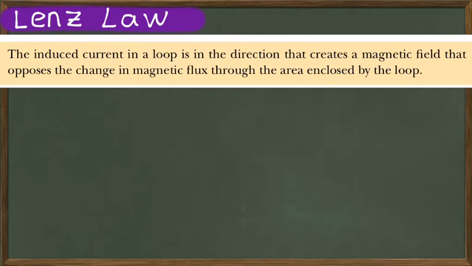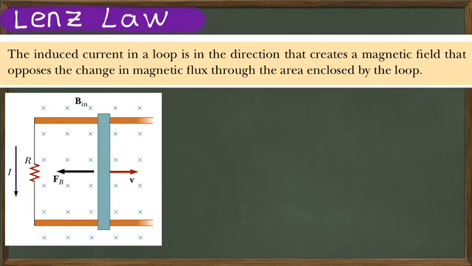and how to determine the direction of these currents. What you read in your textbook is: the induced current in a loop is in the direction that creates a magnetic field that opposes the change in the magnetic flux through the area enclosed by the loop. It's a long sentence. Probably it doesn't mean much to you, but let's think about it in just pictures.